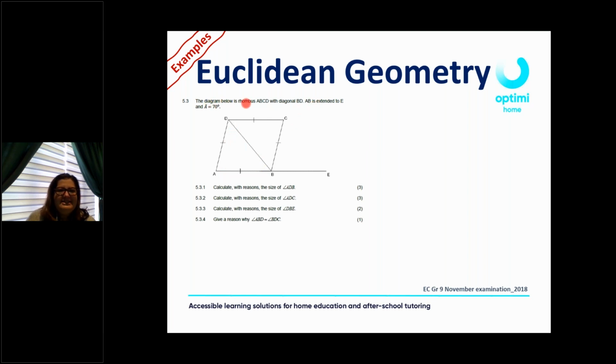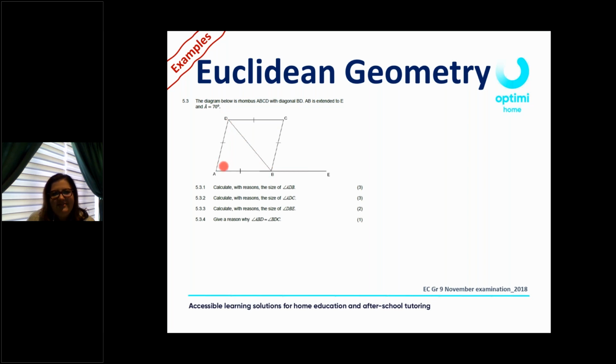So they say that this is a rhombus ABCD with diagonal BD. AB is extended into E and angle A is 70 degrees. So they didn't write it on the diagram. You are welcome to write it as 70 degrees on your diagrams when you do your tests. Please do so, because sometimes they do give you information that they didn't indicate on the diagrams, and you actually need that information to do your calculations. Okay, so 5.3.1 says calculate with reasons the size of angle ADB.